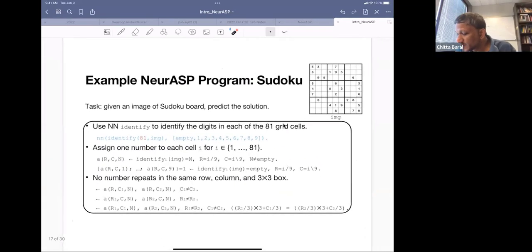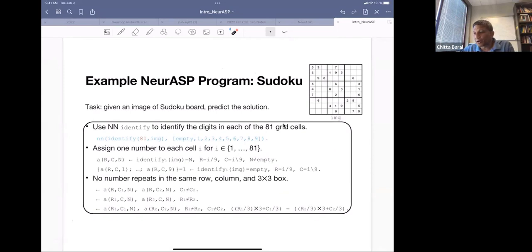Another one. So this is an interesting example extension. That was a little toy, but this one is more interesting. It is Sudoku.